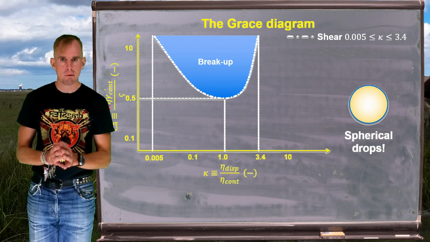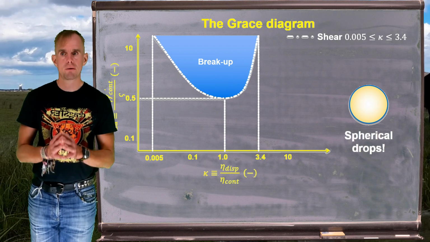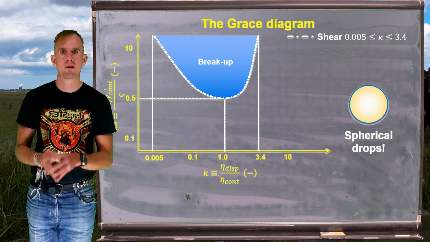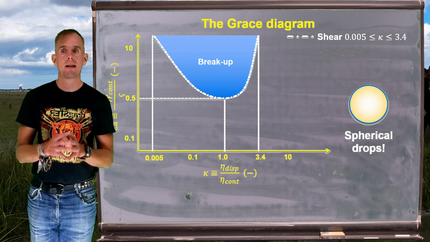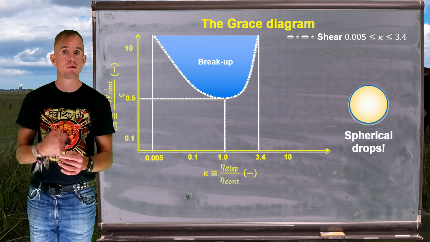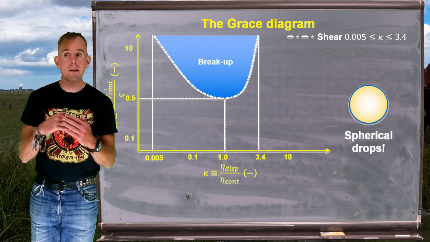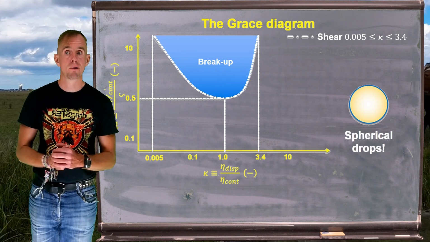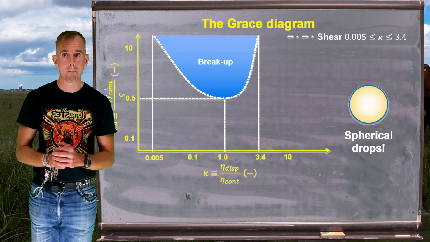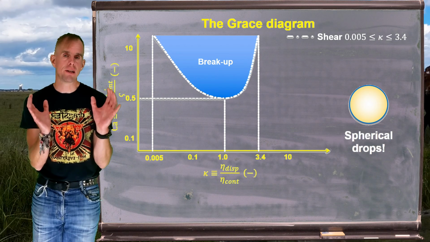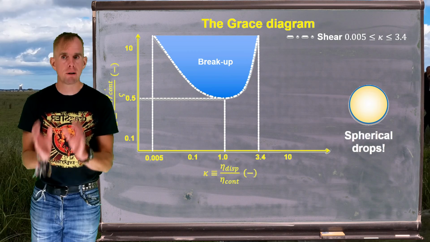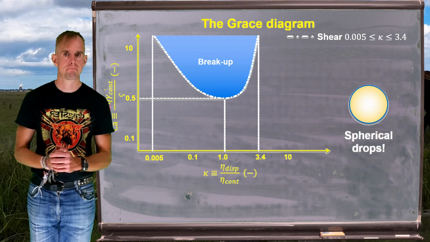Interestingly, there are bounds to shear flow. So the bounds where shear flow will break up a droplet is between viscosity ratios of 5 times 10 to the minus 3 up to 3.4 and above capillary numbers of 0.5. So we have a window of opportunity here for shear flows to break up spherical droplets.